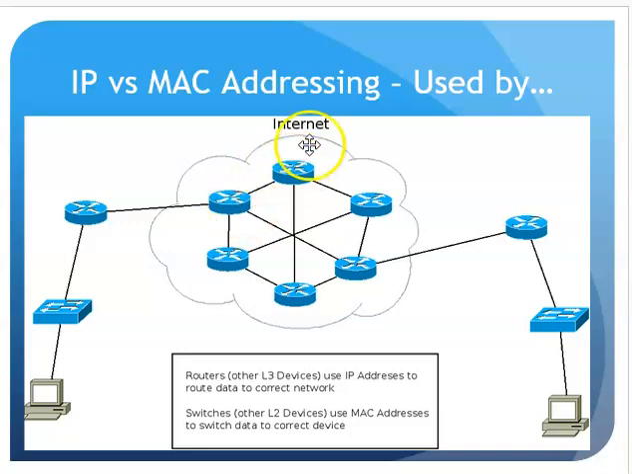So again, the router is using the IP address to get to this campus as opposed to this one. Once it gets into this campus, the switch is going to read it and get to this device as opposed to the many other devices in that network. Keep that in mind as we're talking about all of this stuff.